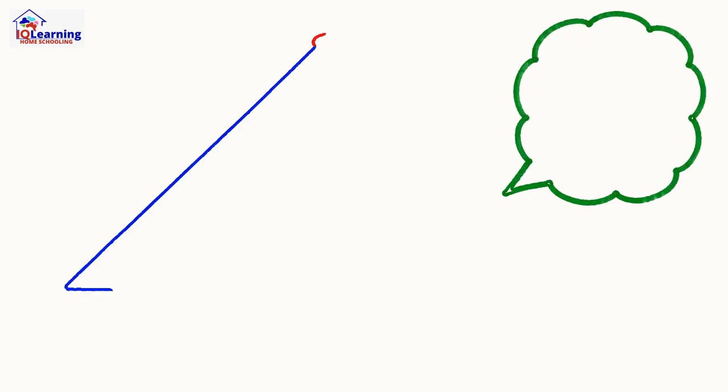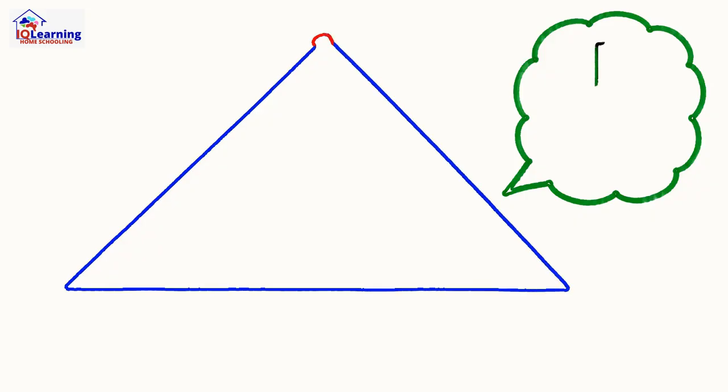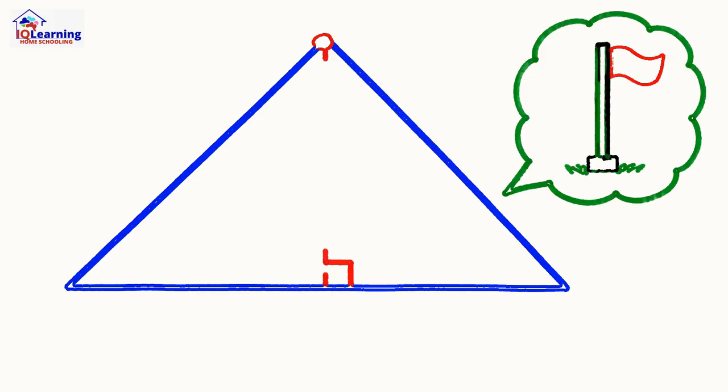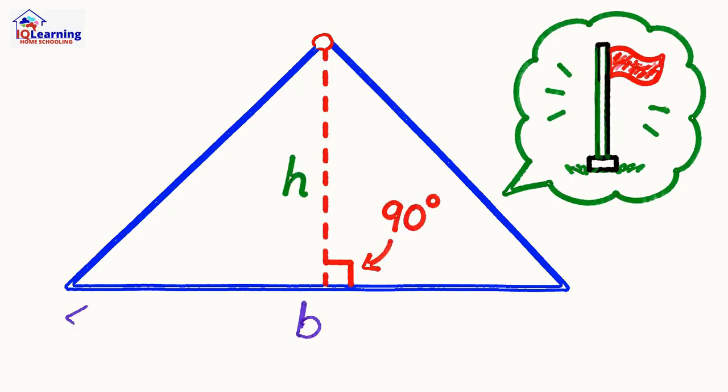But there's a critical catch, and it's where most people go wrong. The height isn't just any side. It must be the perpendicular height, the distance that meets the base at a perfect 90-degree right angle. Think of it like a flagpole standing straight up from the ground.